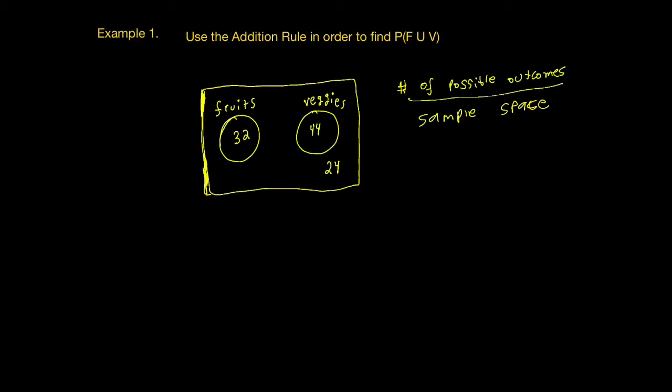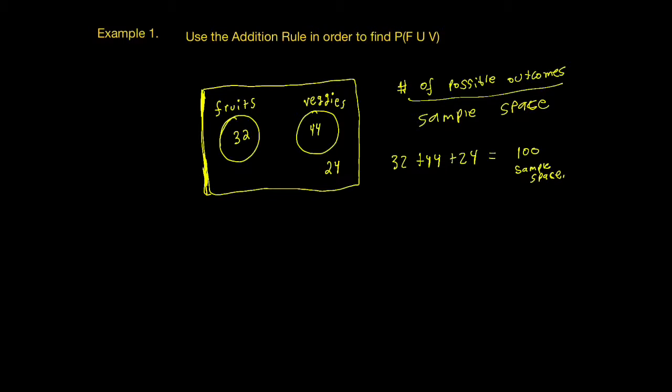So here we're going to add every number that we see inside this Venn diagram. So we see 32, a 44, and a 24. And when we add them all together, we're going to get 100. So that's the sample space. Okay, now let's try and see the number of possible outcomes.